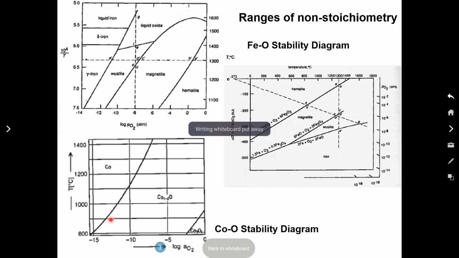So on the Ellingham diagram, you can actually find out that, for example, if you take a combination of Fe and FeO, for a given temperature, you'll be able to create an equilibrium PO2 to keep your iron and iron oxide in equilibrium.